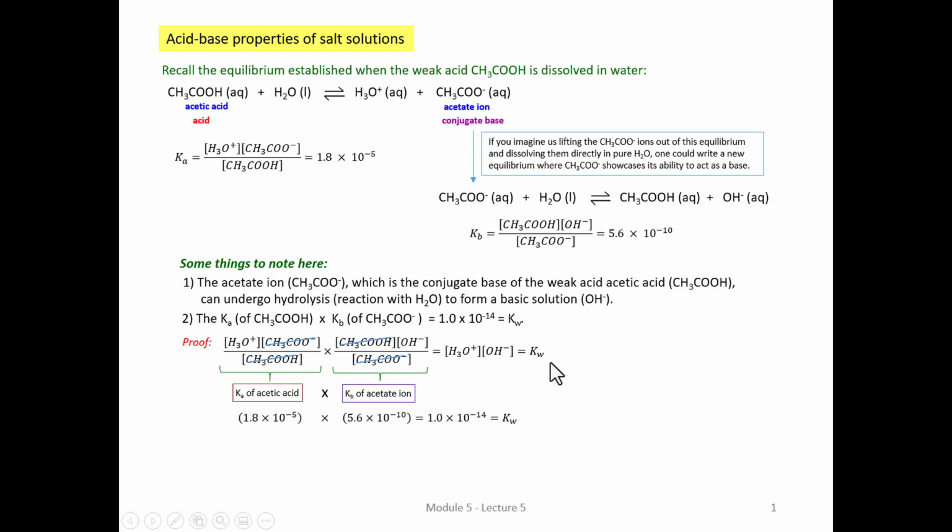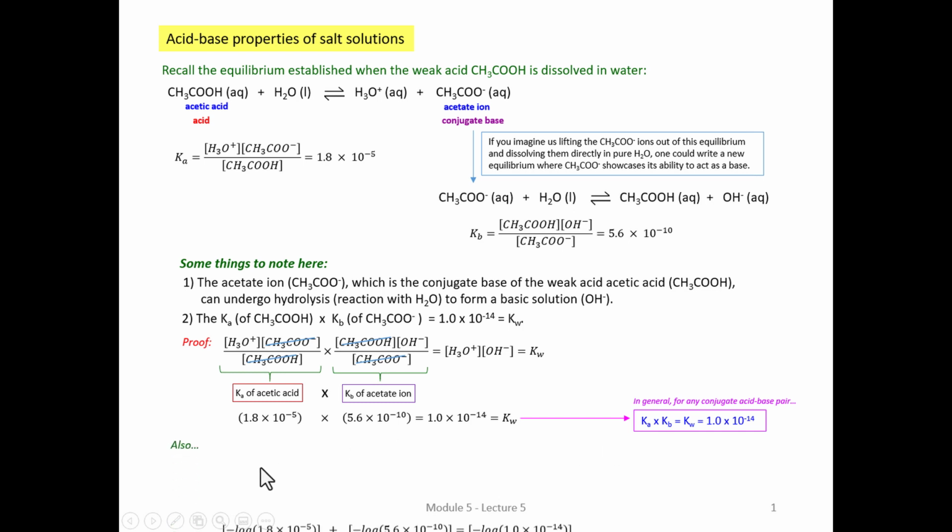But what we're trying to point out here is that the Ka of acetic acid times the Kb of its conjugate base, acetate, equals Kw, or 1 times 10 to the minus 14. So I write this right here as an abbreviated expression. This is in general true for any conjugate acid-base pair.